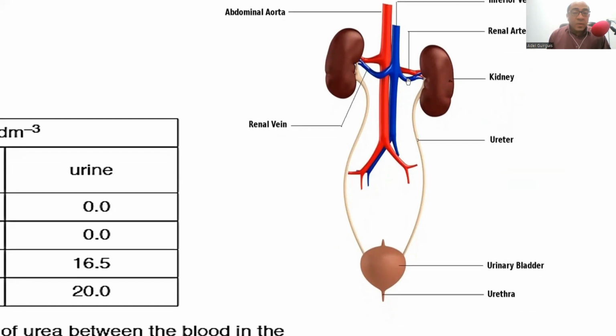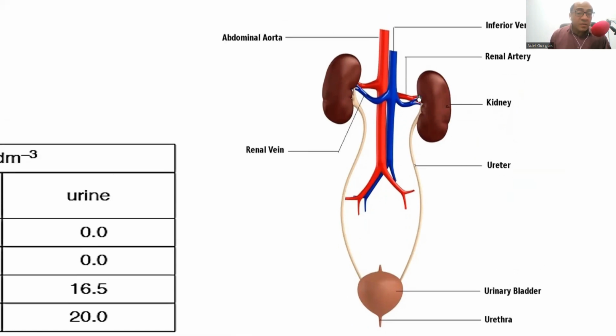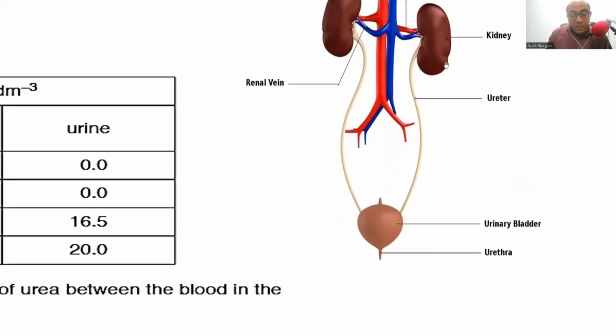After filtration of blood plasma, the blood exits from the kidney through the renal vein, this bluish one. The renal veins pour their blood into the inferior vena cava, towards the heart. Okay, let's see something important also.